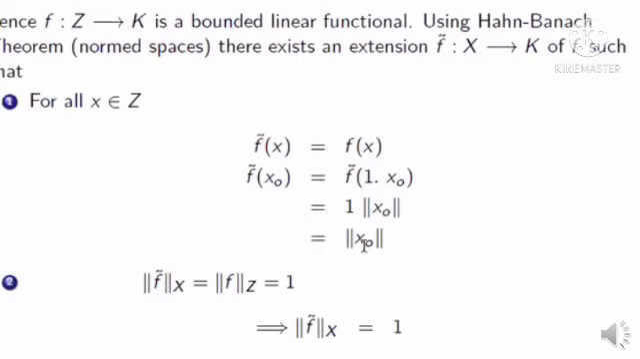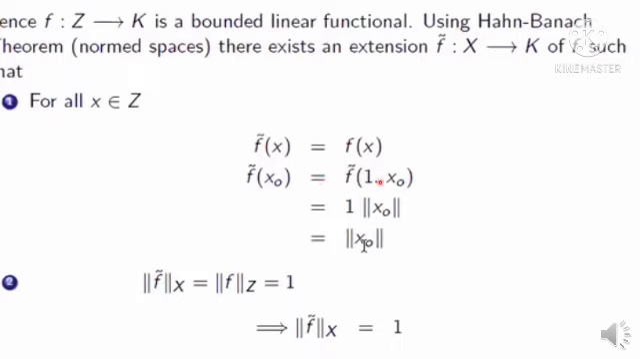Hence f tilde from z to k is a bounded linear functional. Using the Hahn-Banach theorem for normed spaces, there exists an extension f tilde from x to k of f such that for all x belonging to z, f tilde of x is equal to f of x. Here if we apply f tilde on x naught, then it will be equal to f tilde of 1 into x naught.